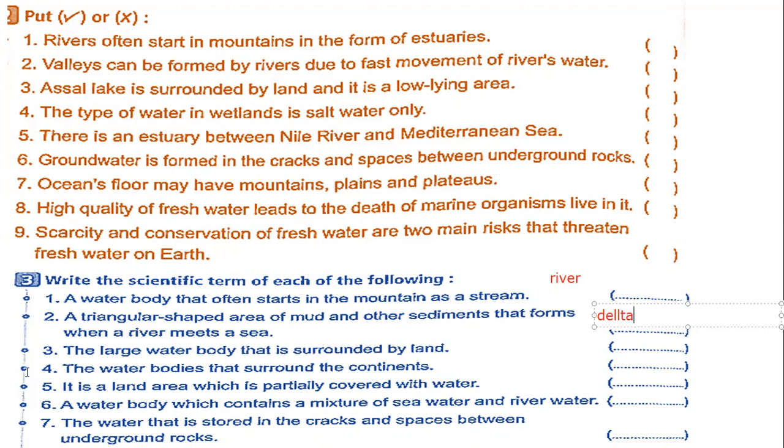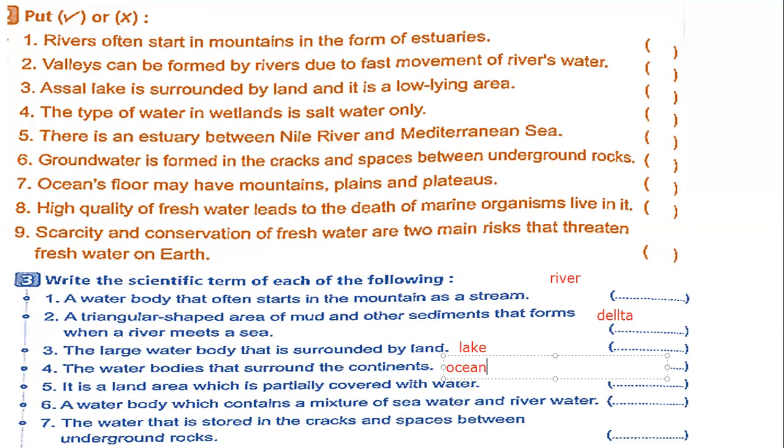Next, number 3, the large water body that is surrounded by land. Surrounded by land, it must be what? Yes, lake. The water bodies that surround the continents. Continents, so continents اللي هي القارات. Surrounded by what? It must be a large water body like ocean.